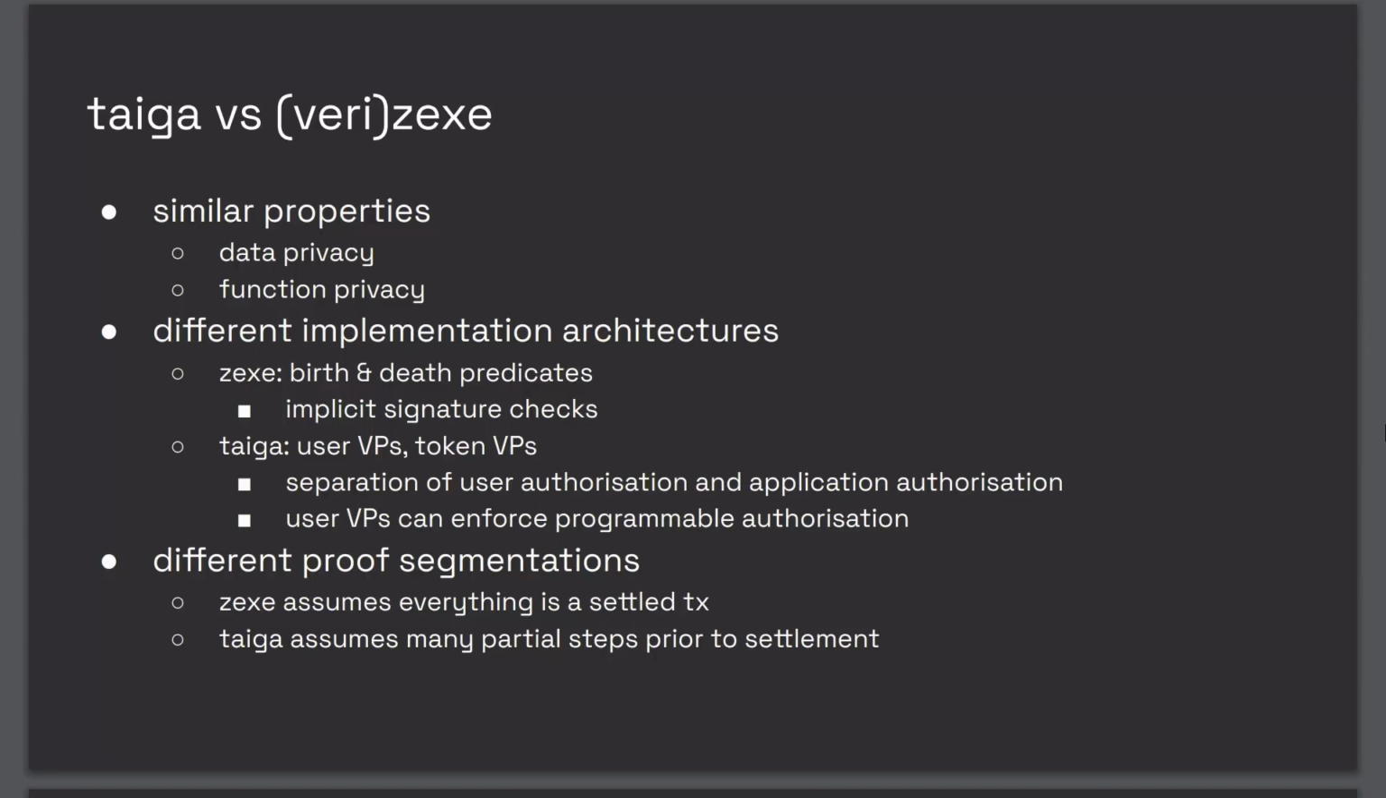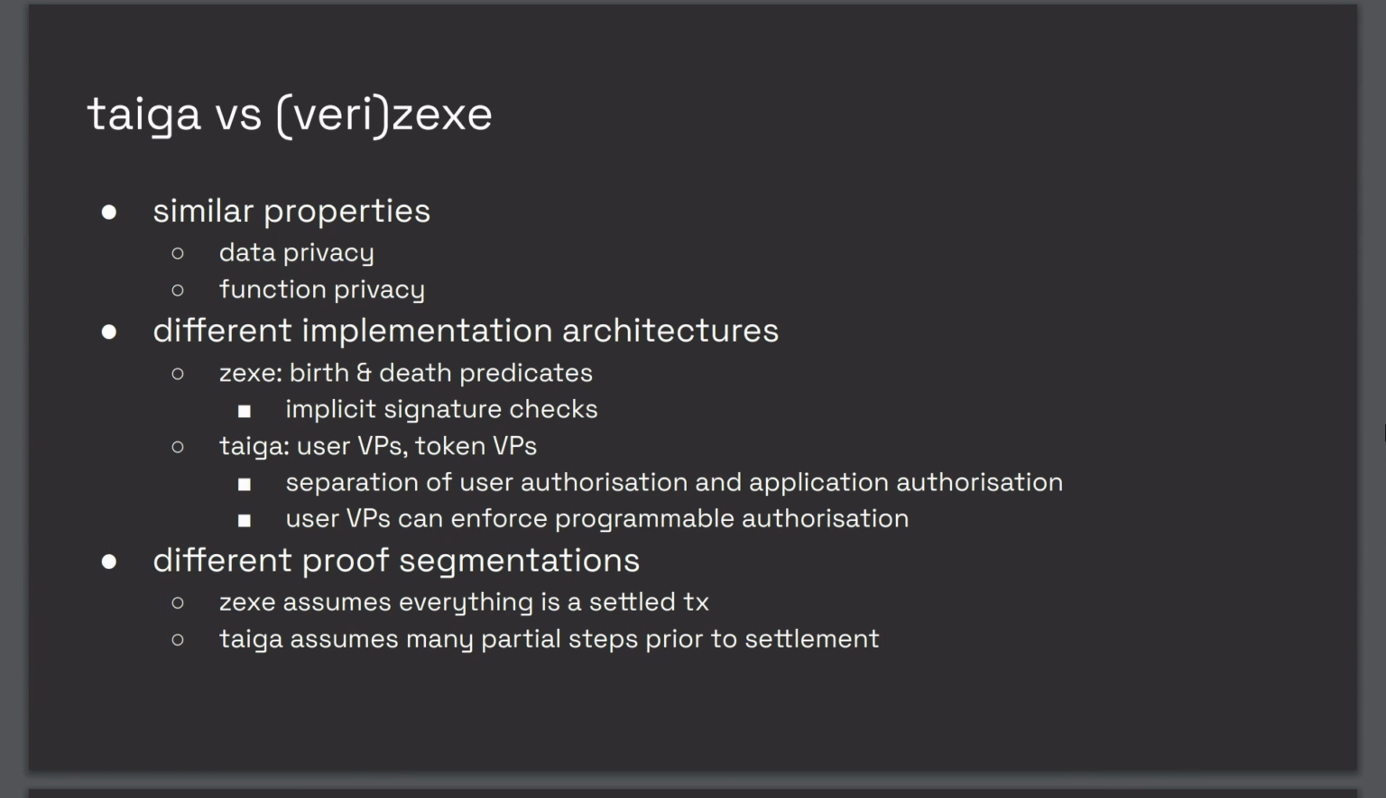So you might ask, sounds kind of like Zexe, right? In a sense, it is. Taiga, Zexe, and Zexe all have pretty similar properties. They all have data privacy. They all have function privacy. But at least for the versions of Zexe and Zexe that I'm aware of, they have different implementation architectures. Because in Taiga, we're very focused on this counterparty discovery problem. So Zexe and I think Zexe are architected around birth and death predicates, kind of have implicit signature checks.